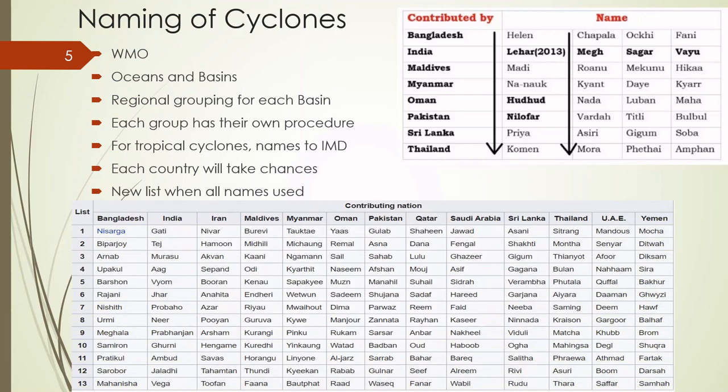Now let us look at the new set of names, the new list given by these countries to the IMD.